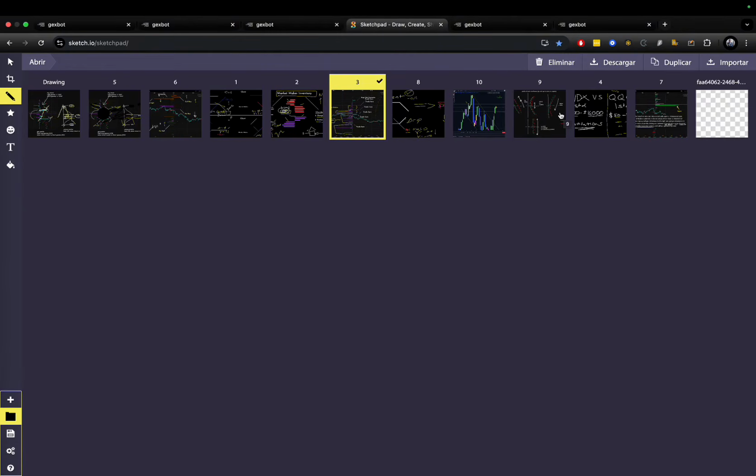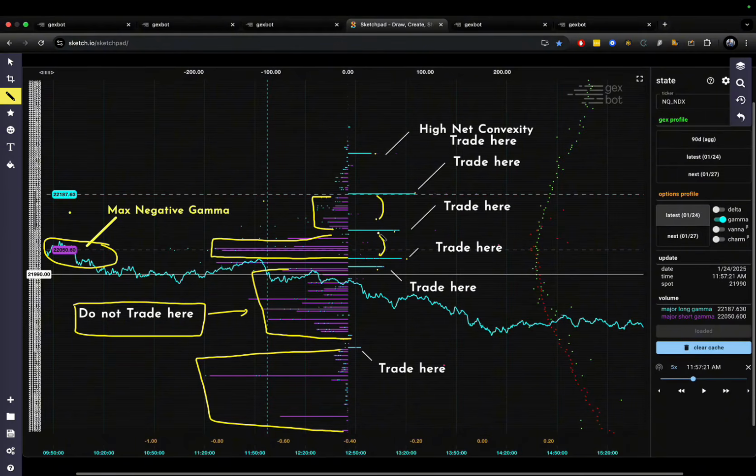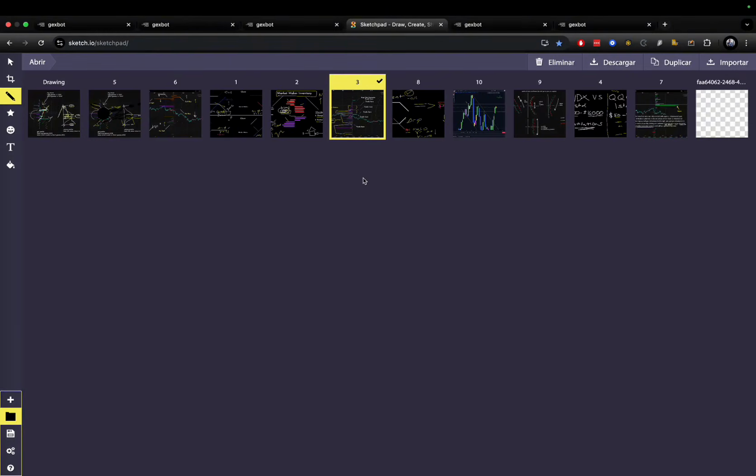So the guys at GEXBot, Jazz and John, they say, okay, what we need to do is find and classify these levels where institutions came and created this excess of gamma or high net convexity levels. And we want to see that because we know those are the levels where the price reacts.